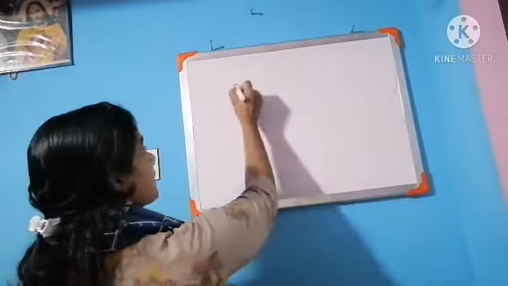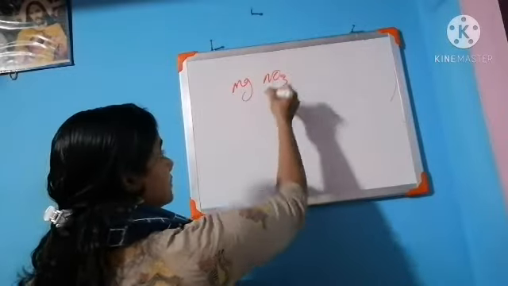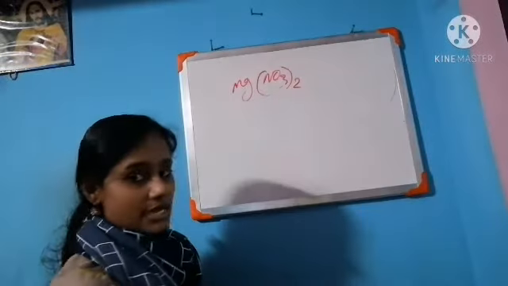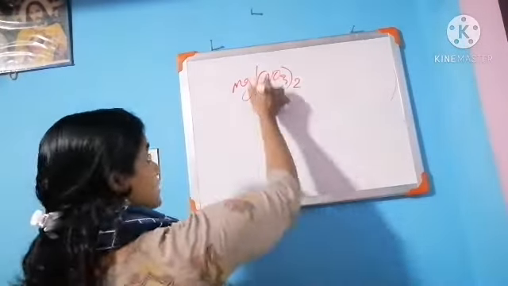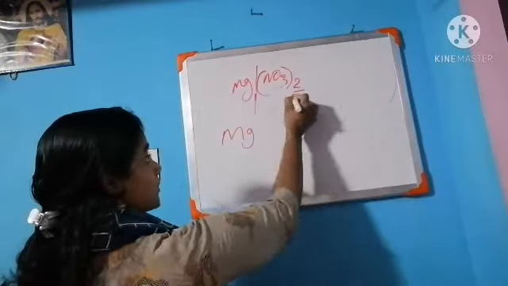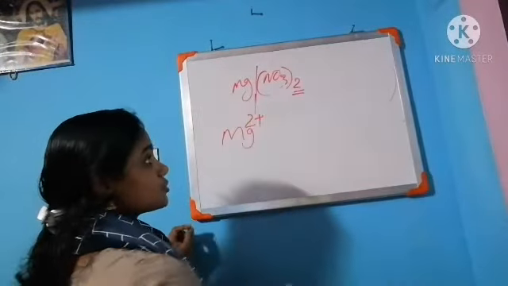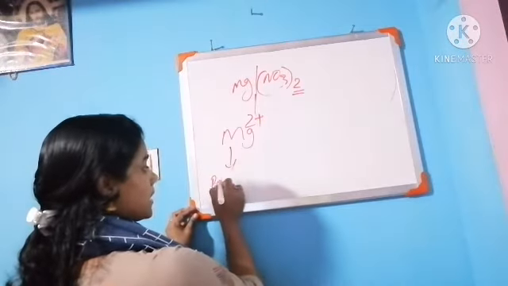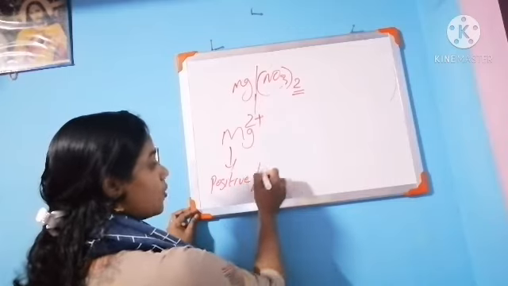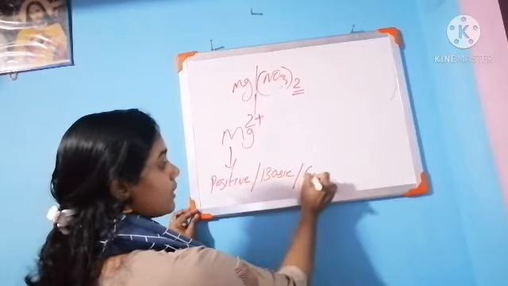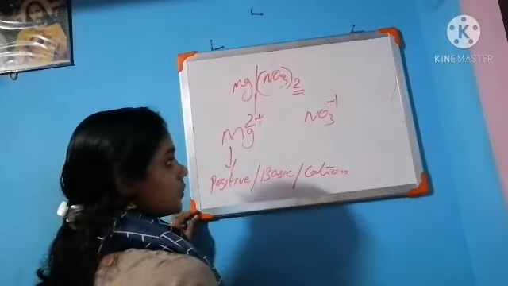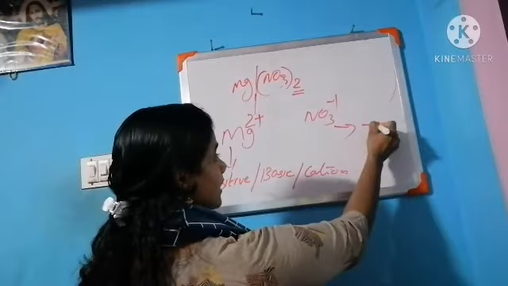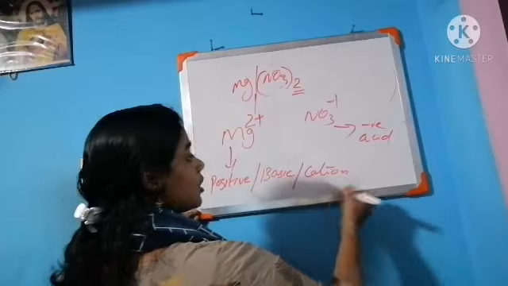The next one, magnesium nitrate. Magnesium Mg, nitrate NO3. Magnesium valency is 2, so we write it as the subscript of nitrate. Nitrate valency is 1, so we write it as the subscript of magnesium. Splitting, magnesium is Mg2+, a positive radical or basic radical or cation. Nitrate valency is minus 1, so it is a negative radical or acidic radical or anion.